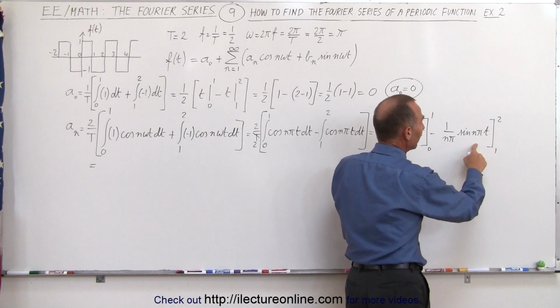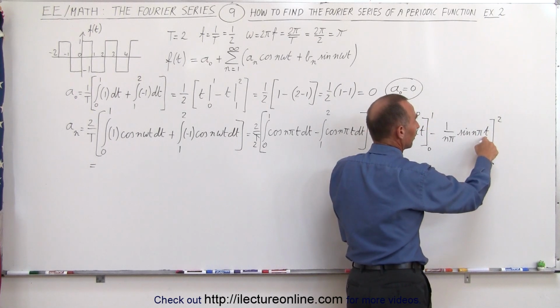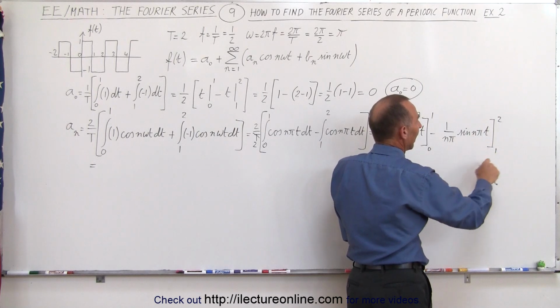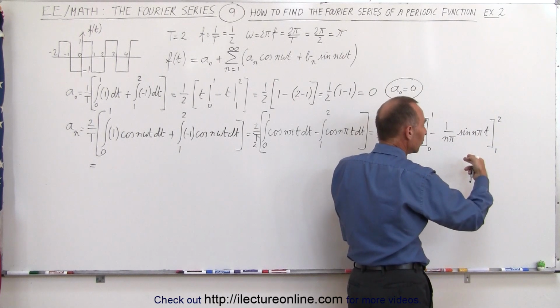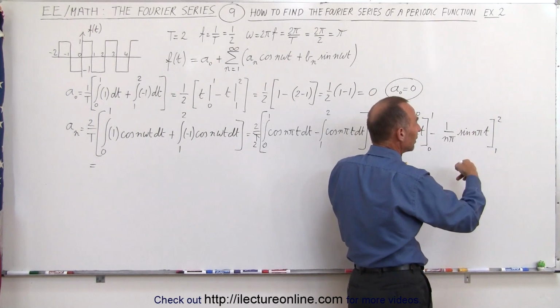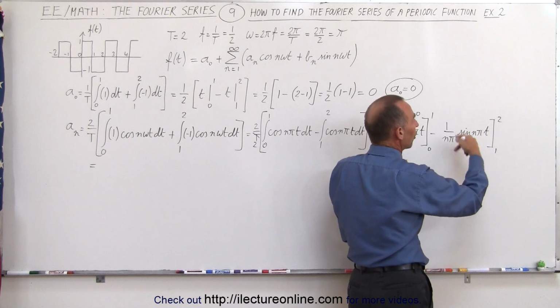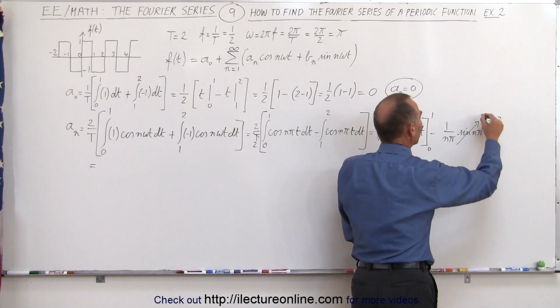And here, same thing. When we plug in a 2 for t, we get 2n pi, so this will always be an even number of pi. And when we plug in the lower limit, we get n times pi. In both cases, the sine of n times pi, regardless of what n is, you'll always get 0. So this will go to 0 as well.